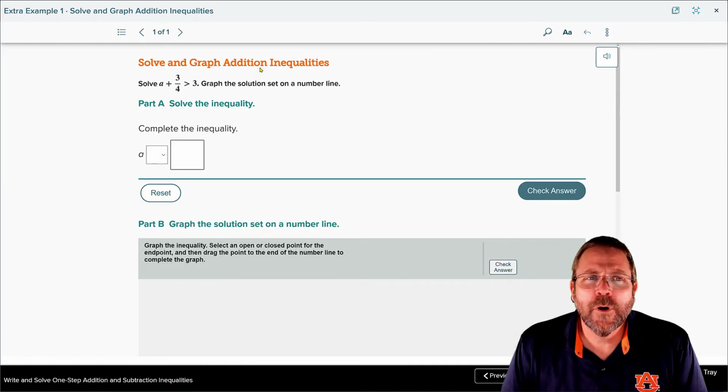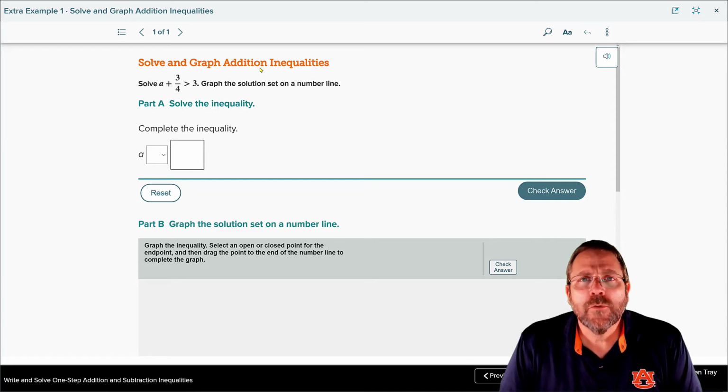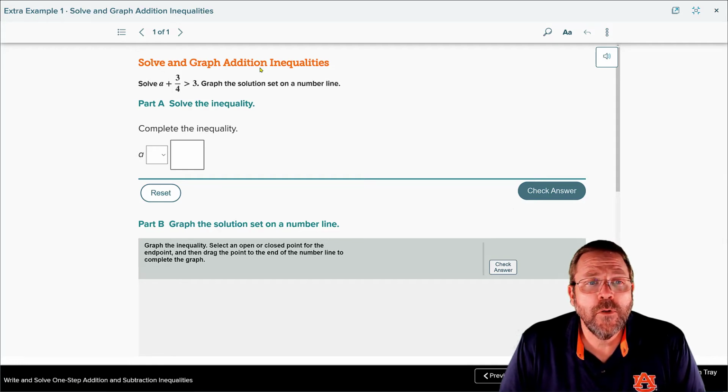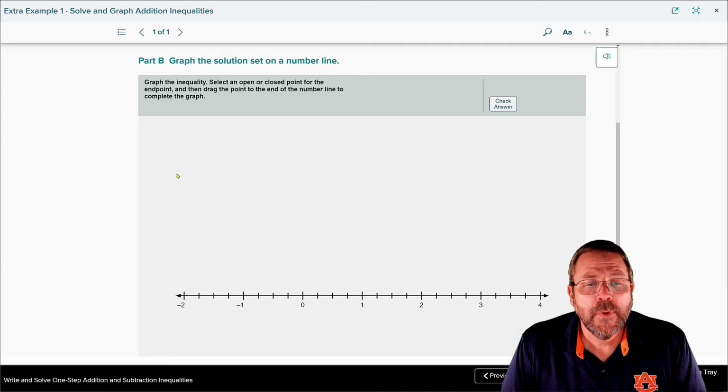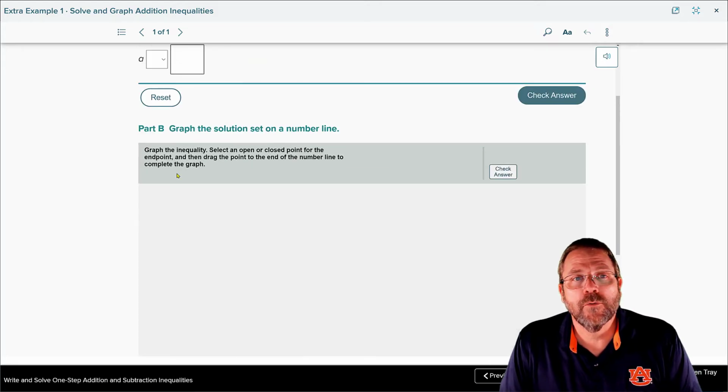Now it's going to be your problem, only this time they gave you a fraction to work with. That's all right. You guys know how to do that. Isolate your variable using the addition or subtraction property of an inequality. Plug in your answer and then graph it to see if you're going to be correct here.